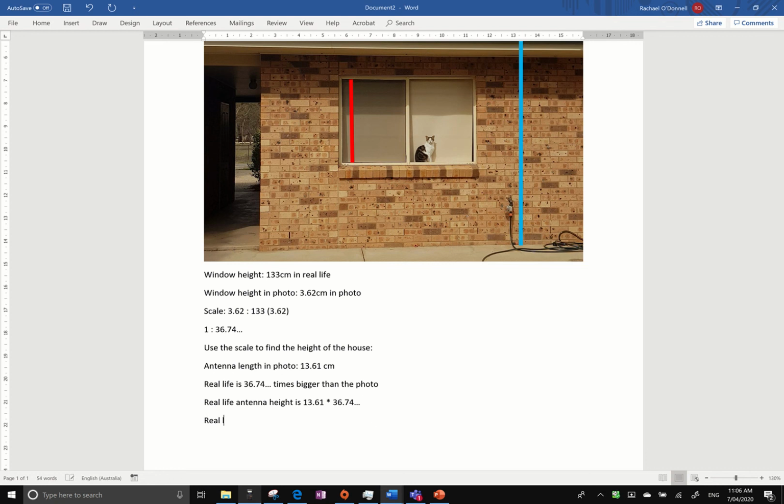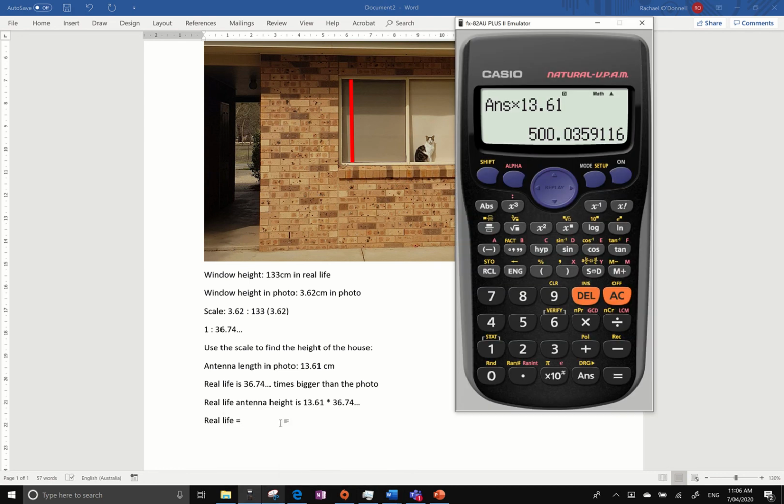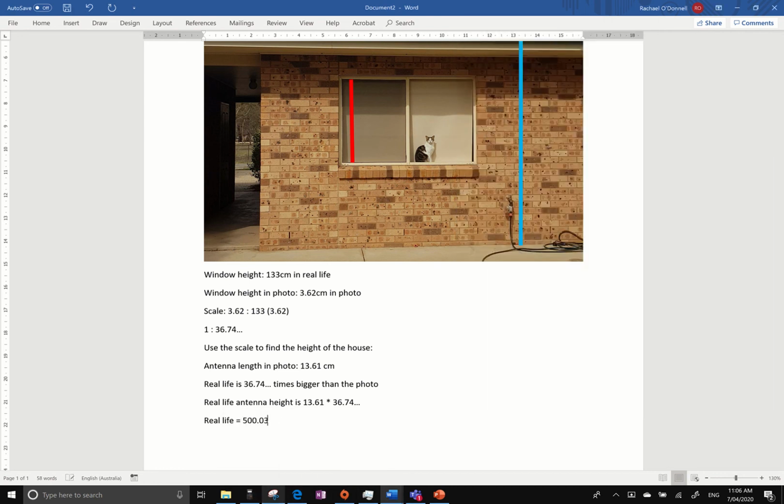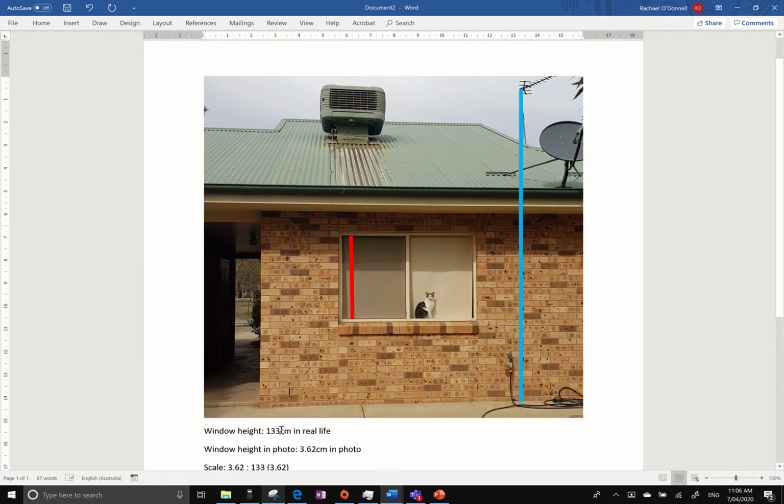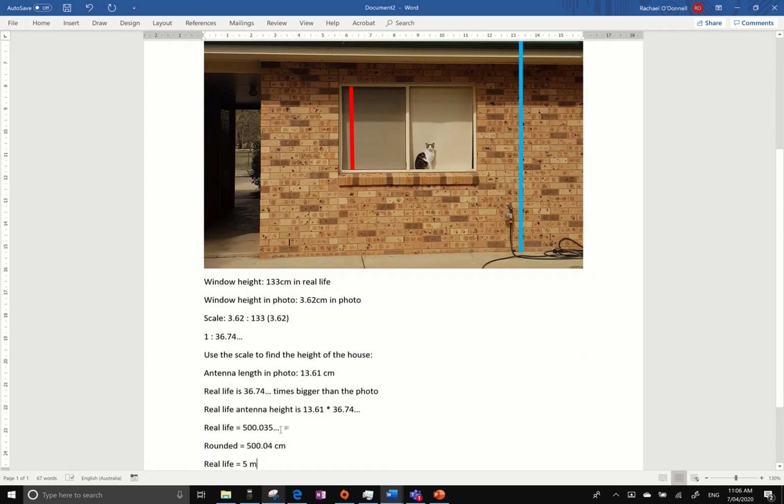So that is going to be real life equals, we had 500.03. Okay, and we're going to round it. We'll go 500.04 centimeters. And we probably just want to have that in meters. So we'll just go real life equals 5 meters. And that's how you use Microsoft Word to calculate the height of something using scale.